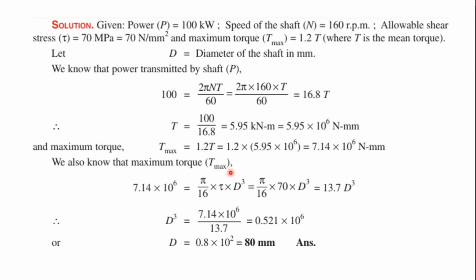We also know that the maximum torque is the strength of the shaft. So using the strength of the shaft formula, pi by 16 tau into d power cube, and solving for D, we get 80 mm as the final answer. So you can see we have designed a shaft, and to transmit this much power at this rpm we must use an 80 mm diameter. Remember that we have not taken any factor of safety here, or you can say the factor of safety is taken to be 1.